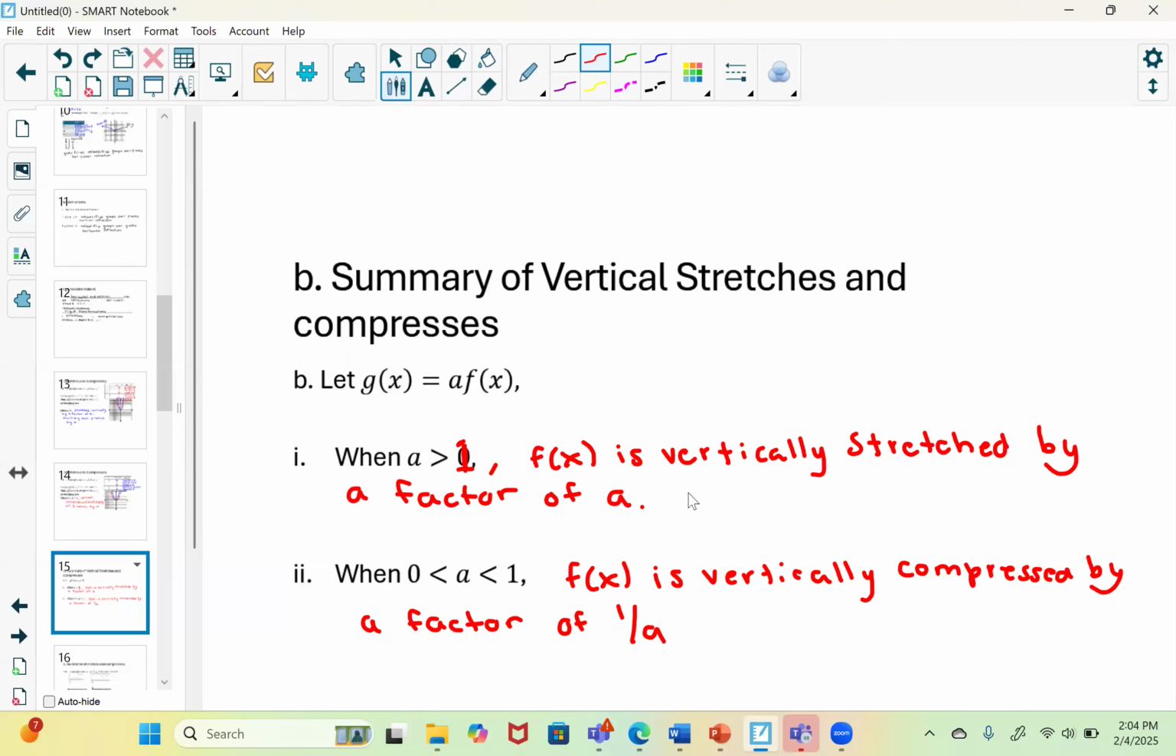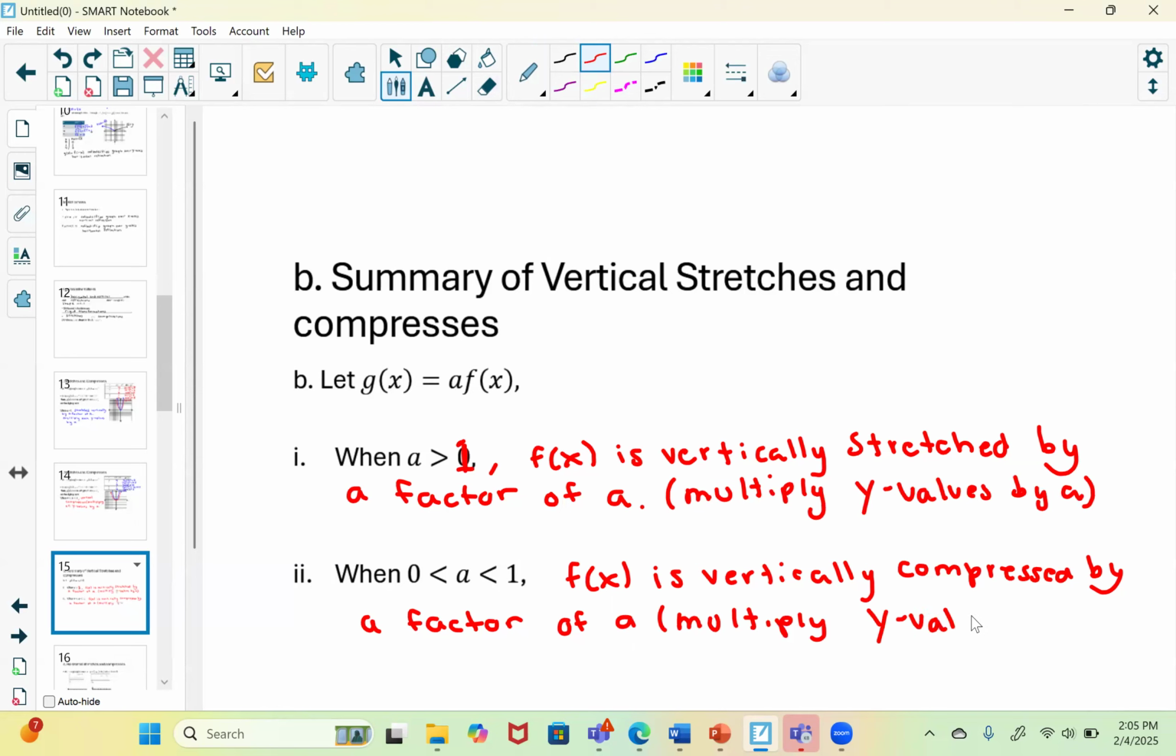But for both of these, what we do is we multiply, sorry, not 1 over A, it's still compressed by a factor of A. It's just A is going to be like a fraction again. Multiply Y values by A, and then again, this one, we're going to multiply Y values by A. But because this A is less than 1, it's going to shrink the Y values, which is compressing them. And then this one is going to make the Y values larger, so it's stretching them.